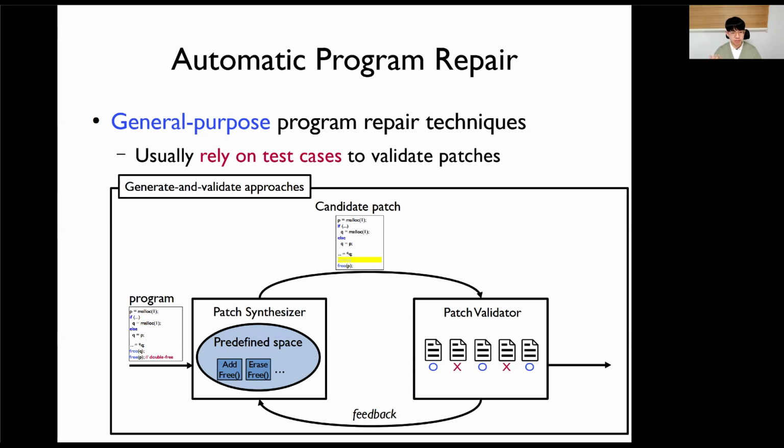If there are test cases that fail, the patch synthesizer generates a new candidate patch again, and the validator verifies the new one again. So in other words, while repeatedly performing patch synthesis and the verification process, if the technique generates a patched program which accepts all the test cases, this approach returns the patched program as an output.